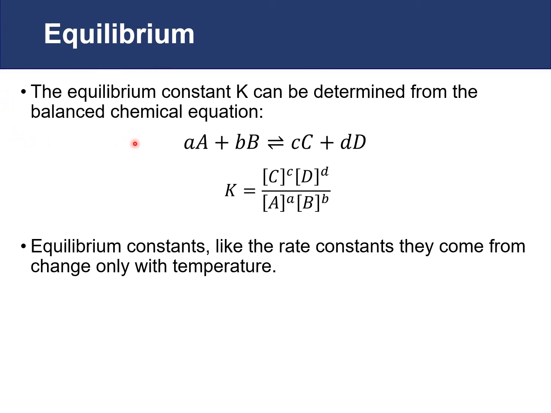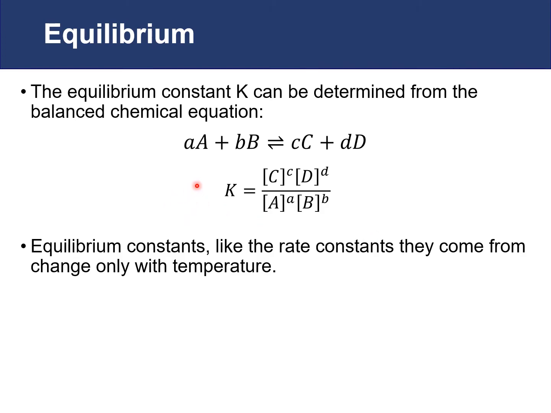Taking a generic balanced chemical equation, a A plus b B goes to c C plus d D, the equilibrium constant will be equal to the concentration of the products raised to their respective coefficients, that quantity divided by the concentration of our reactants raised to their own coefficients, and those coefficients again come from the balanced chemical equation. So what we'll be able to do is, if we are given a balanced chemical equation, we'll be able to come up with the expression for the equilibrium constant.